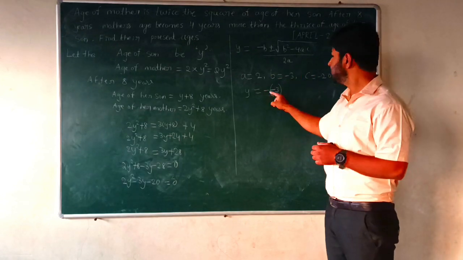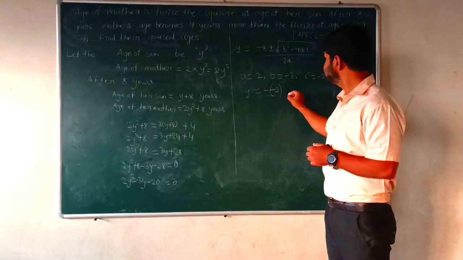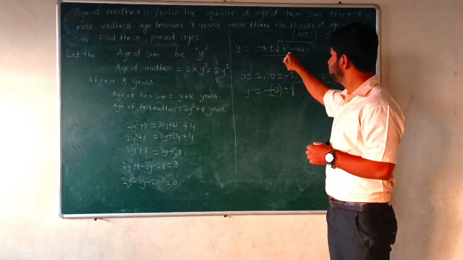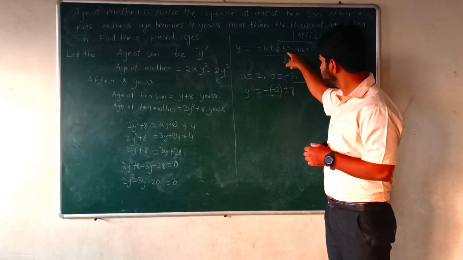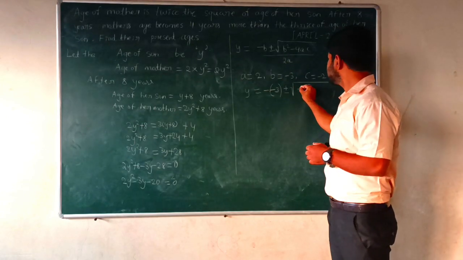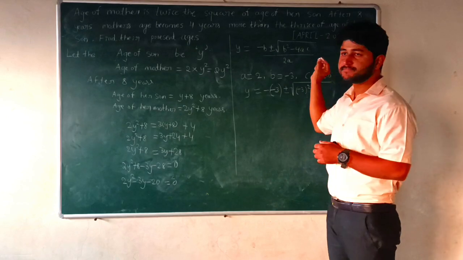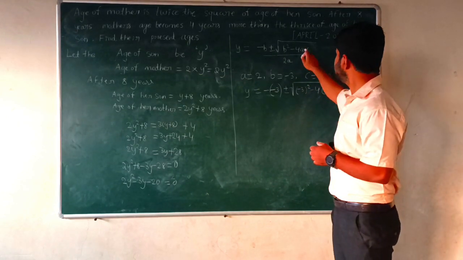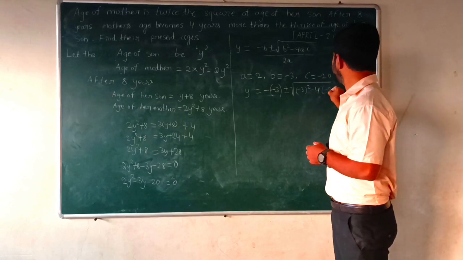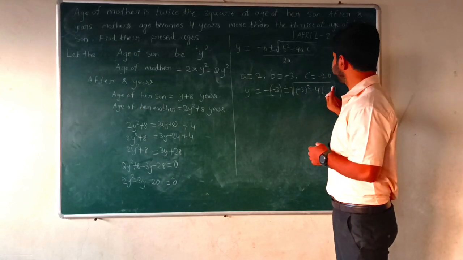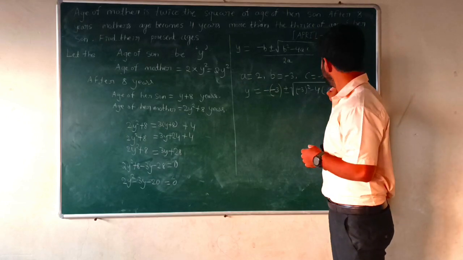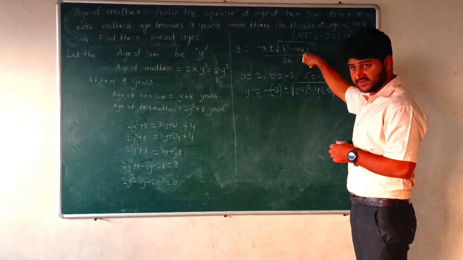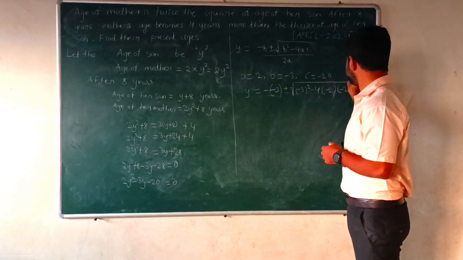So what we are going to do is simply put a bracket around it, then plus or minus the square root of b squared. That means whatever the value of b is, I have to square it. That is (minus 3) squared. Then it is minus 4 times a. a means here 2, and c is minus 20.